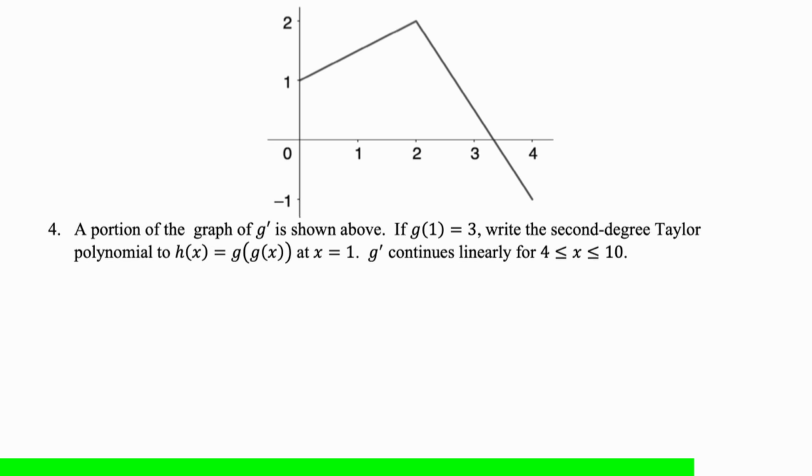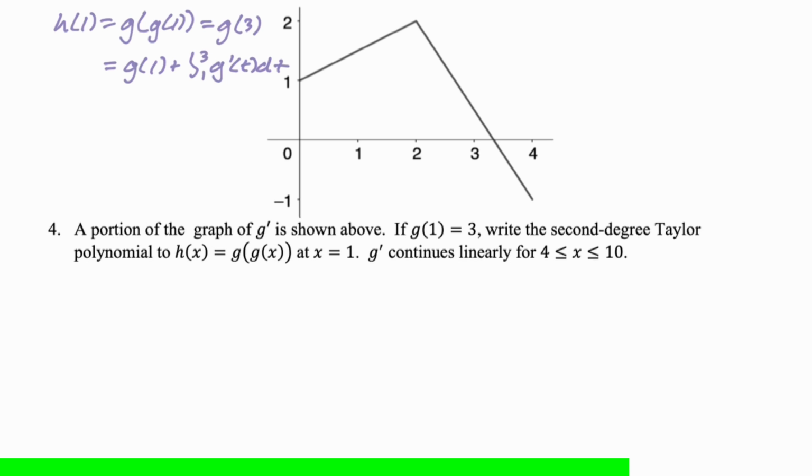So finding those values, that's going to be the tough part. H of 1 is going to be g of 1, which doesn't seem bad. G of 1 we know is 3, so it's just g of 3. To find g of 3, we're going to have to do an accumulation function because we know g of 1 is 3 and we know g prime. So g of 3 is going to be g of 1 plus the integral from 1 to 3 of g prime of t dt. So this is going to involve 2 trapezoids, which is phenomenal. So 3 plus the integral from 1 to 3 of g prime of t dt.